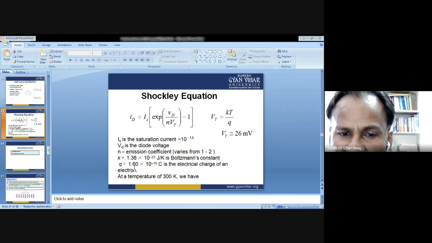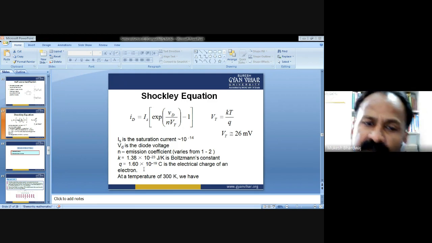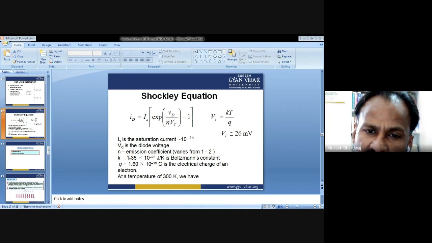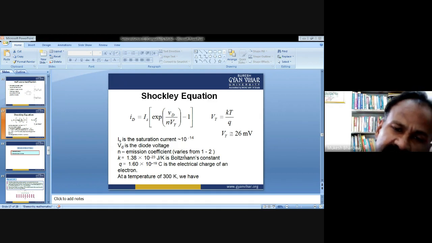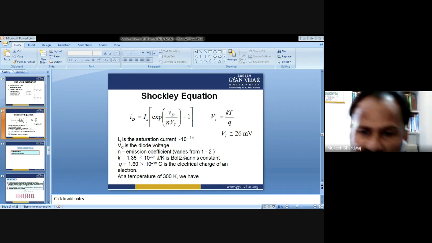where k is the Boltzmann constant, T is the temperature, and q is the electronic charge, and Vt is the thermal voltage, which is equal to about 26 millivolt. Is is the saturation current, ID is the diode current, Vd is the diode voltage, and eta is the emission coefficient, which varies from 1 to 2, depending on the case. Sometimes we use eta as 1 and sometimes we use eta as 2.